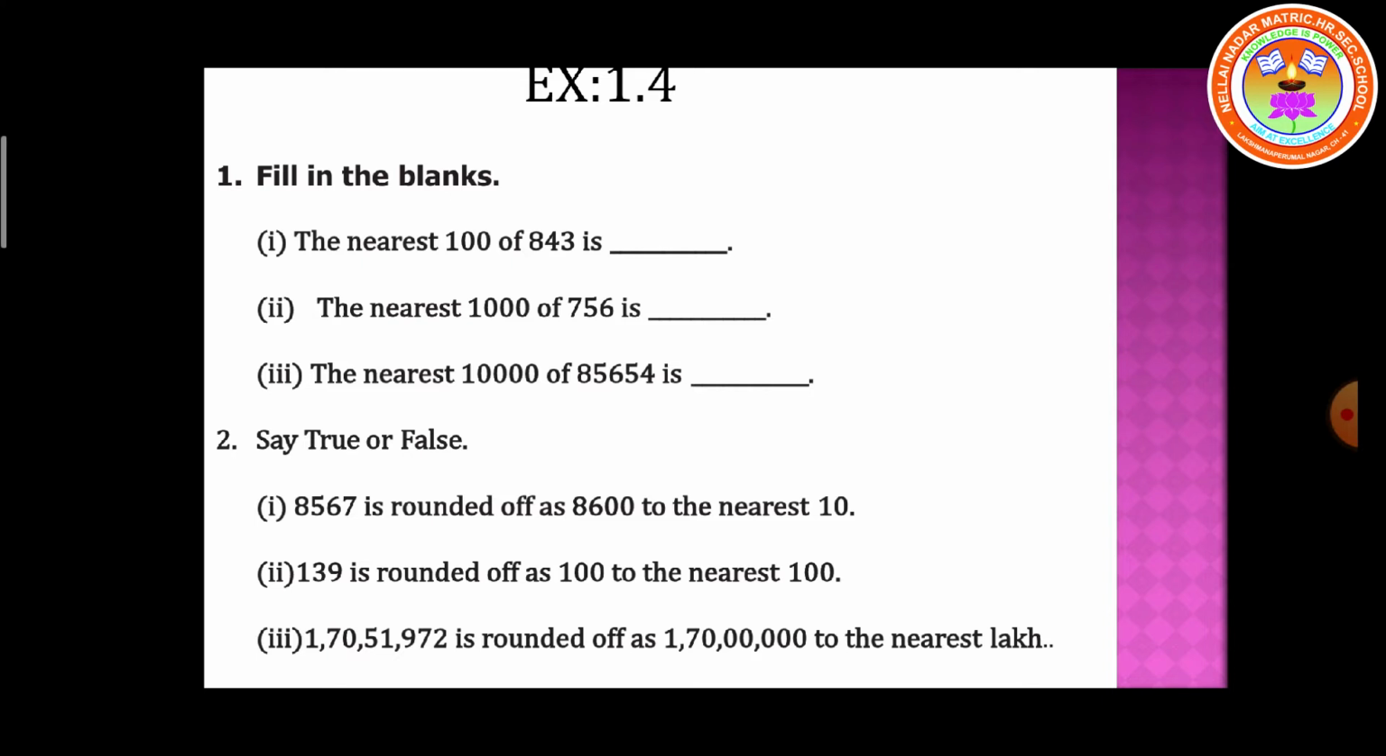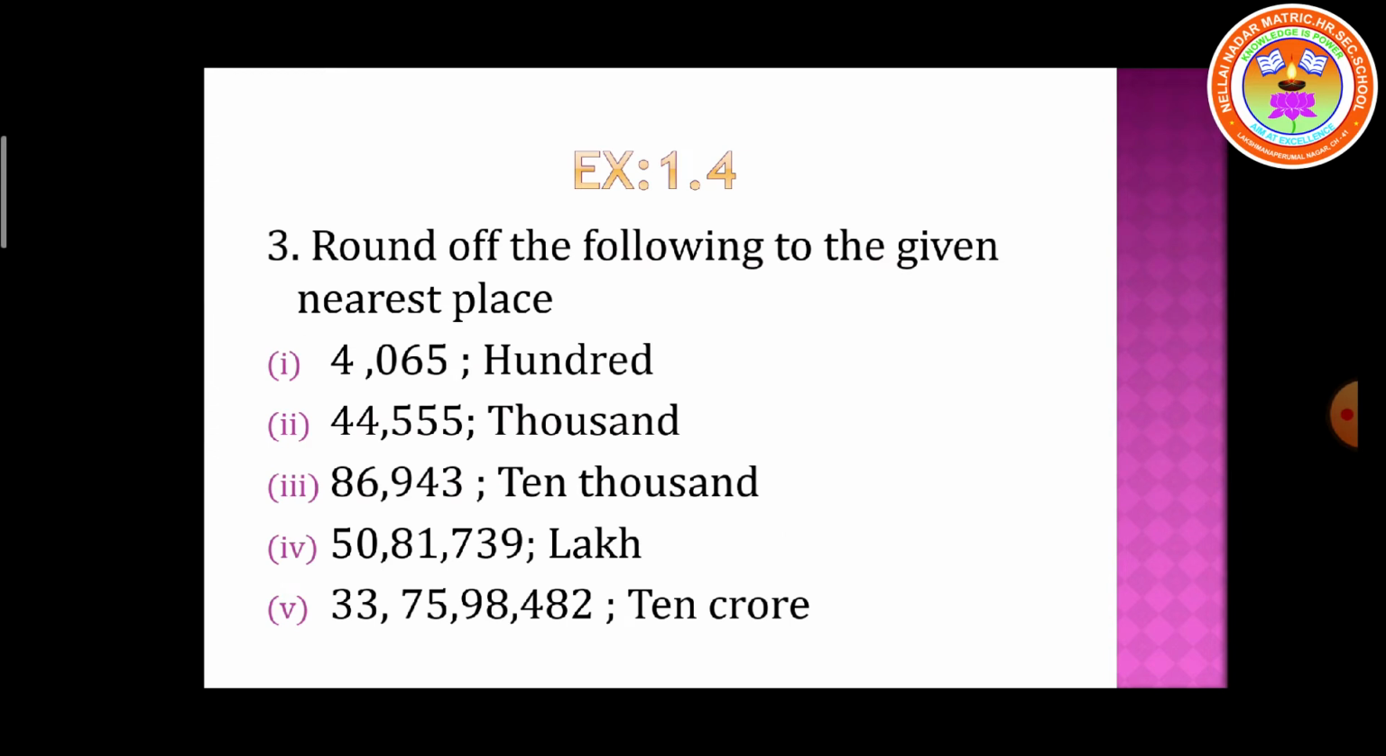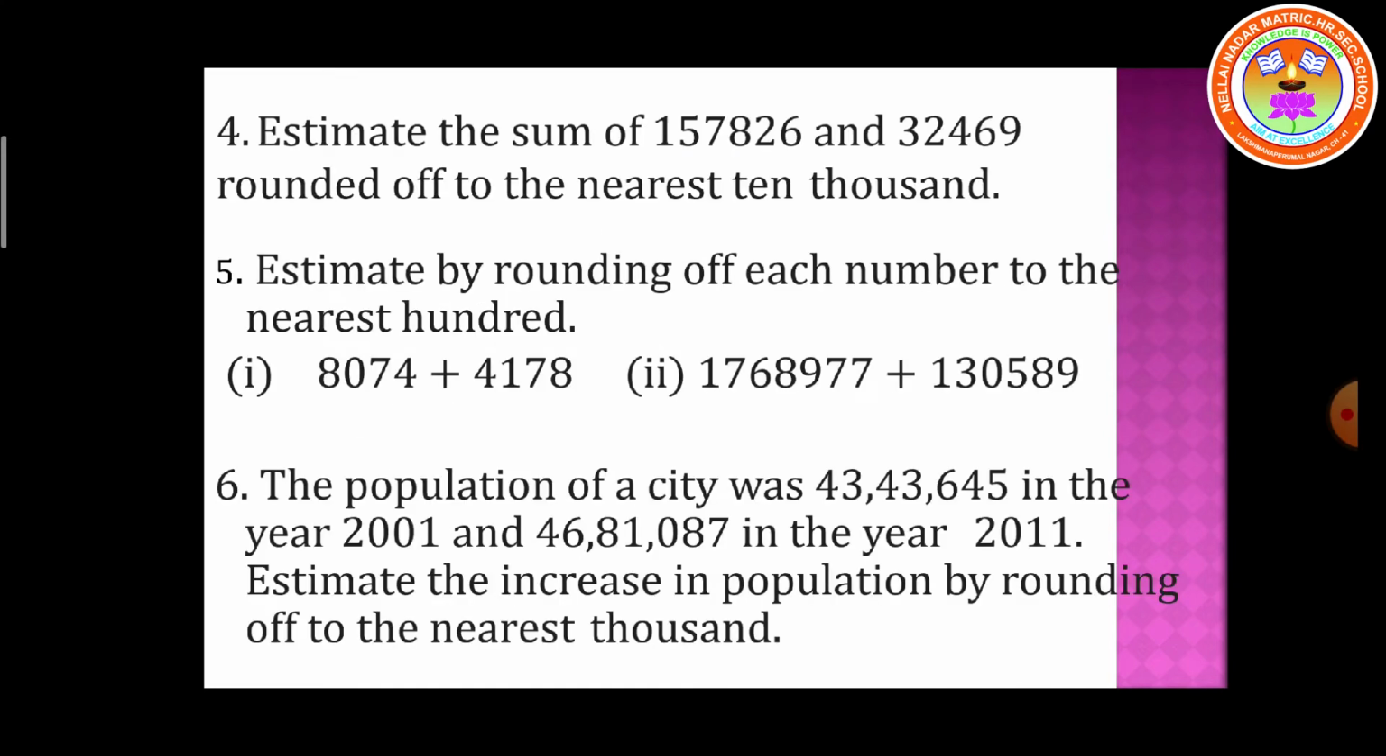So the first one is fill in the blanks. You have 3 fill-ups and true or false; you just write them by yourself, you try it. And now let us move on to exercise 1.4. Sum number 3, you have to round off the following to the nearest place. And the fourth question, you have to estimate the sum of values, estimation by rounding off the addition, and 6. Totally you have 6 problems in this exercise. Let us move on to the problem, children.